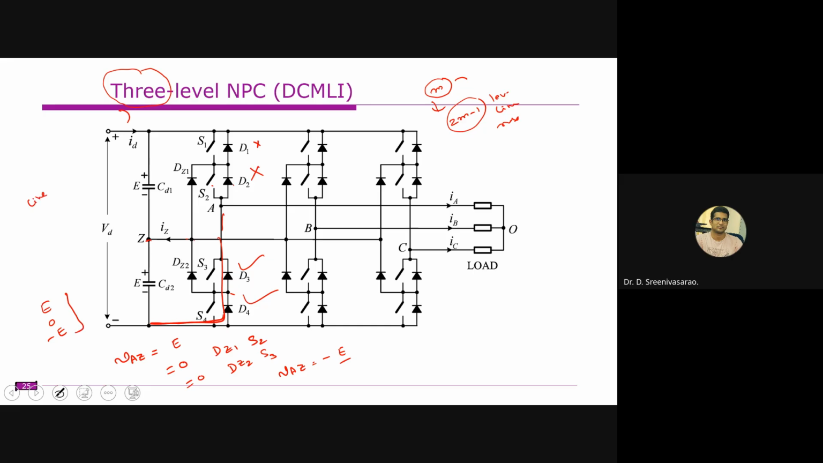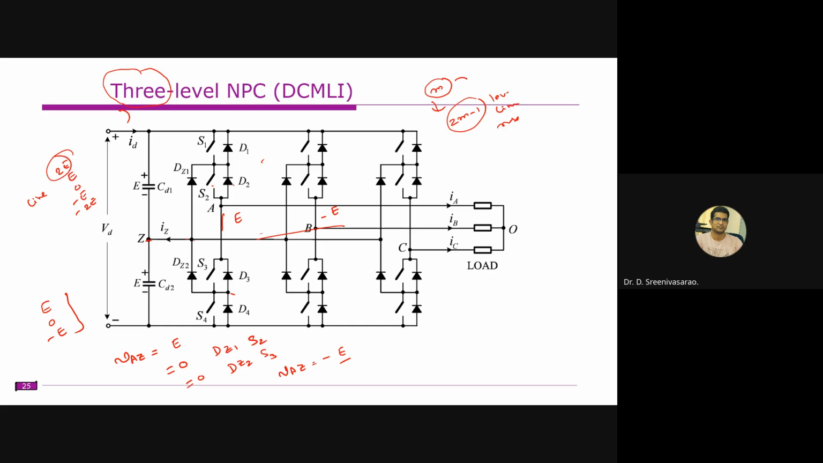So whereas line voltages will vary from 2E, E, 0, minus E and minus 2E, right? Why? Because this is producing E0 minus E, this is also producing E0 minus E, and this is also producing E0 minus E. So if you are differentiating, you are subtracting these two, right? At that time, let us assume this voltage is E, and at the same time this voltage is minus E. These two, if you subtract, you will get the 2E voltage, right?